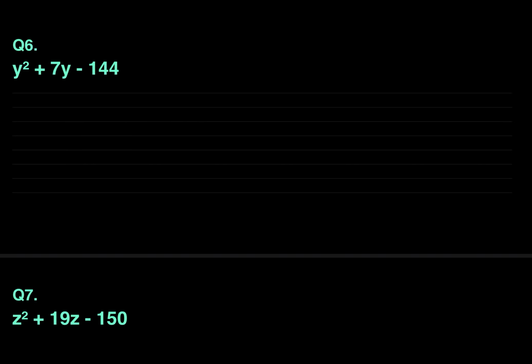Question number 6, 144. Oh my god, this is a huge number. So what do we do now? Either you take all the factors of 144, or guys, one more method I have. So what we can do is we can prime factorize this. 2 into 72, 2 into 36, 2 into 18, 2 into 9, 3 into 3, 3 into 1. These are the prime factors I found.